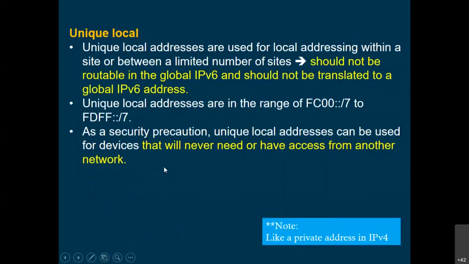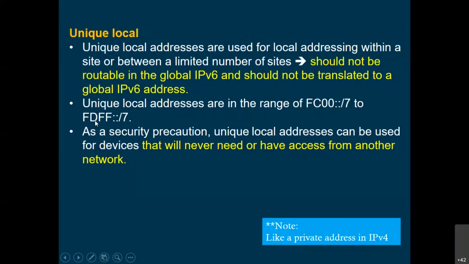Unique local addresses are used for local addressing within a site or between a limited number of sites. They should not be routable in the global IPv6 and should not be translated to a global IPv6. So unique local addresses are in the range of FC00::/7, FC00 to FDFF.